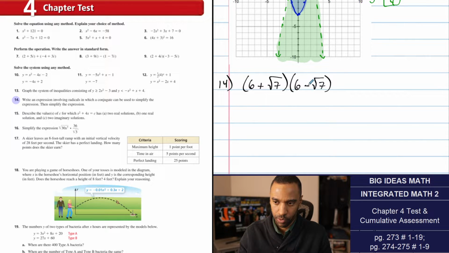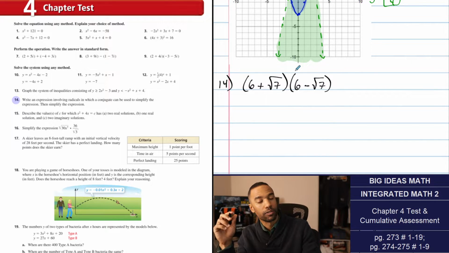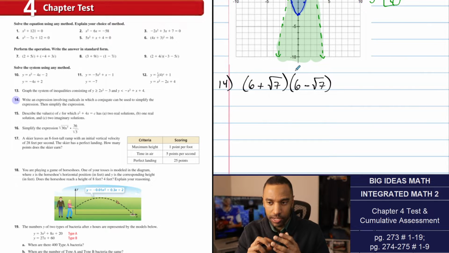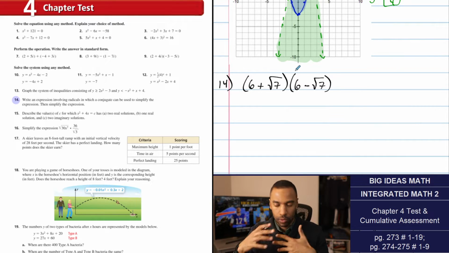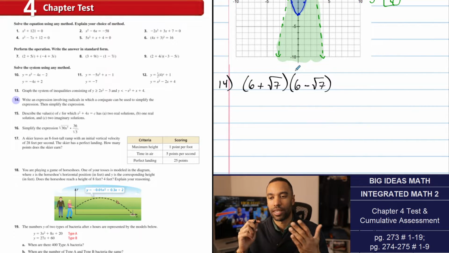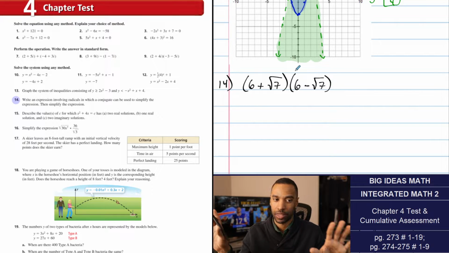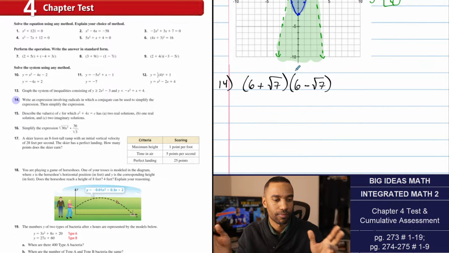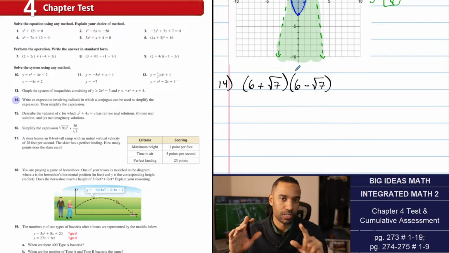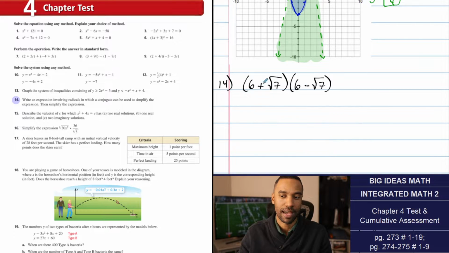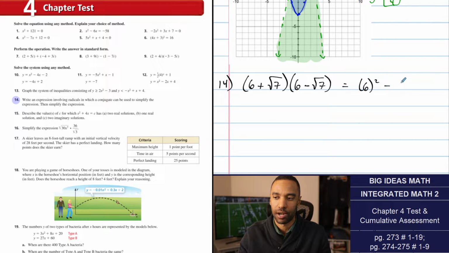So 6 plus root 7 is something that involves radicals. Its conjugate is 6 minus root 7. It's the one where a sign changes, and when you multiply these things out, you'll have no more radicals within, because square roots will cancel out in some portions and they will square in other portions. In fact, this is a difference of two squares. This is a squared minus b squared, 6 squared minus root 7 squared. Those middle terms do in fact cancel. You get 36 minus 7, which is 29.